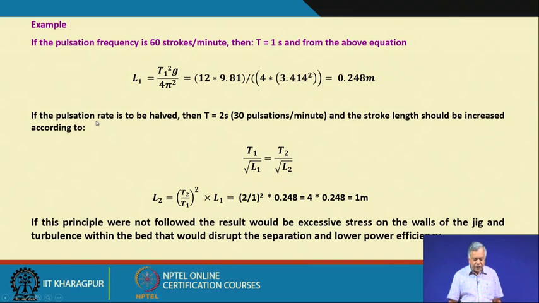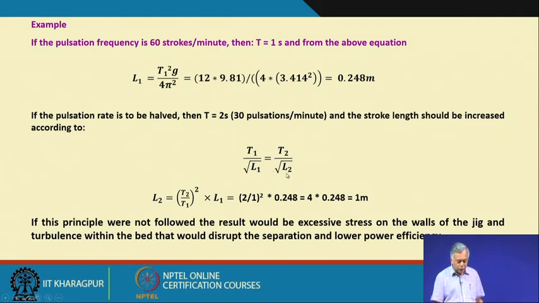If the pulsation rate is to be halved, say suppose T is equal to 2 seconds, that means you have 30 pulsations per minute. It is half, and the stroke length should be increased. So the question is, if the pulsation rate is halved, what should be the adjusted stroke length? We can correlate it by saying that T1 by the square root of L1 is equal to T2 by the square root of L2.